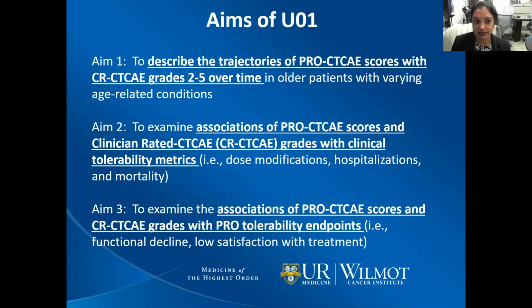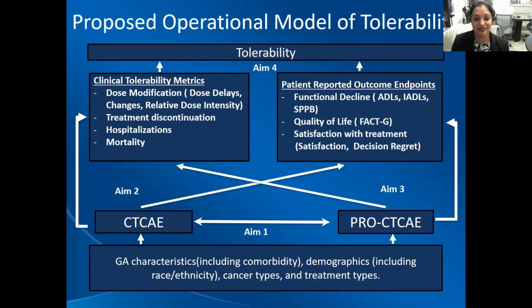Our aims are listed here. One of our main goals was to look at trajectories of PRO-CTCAE scores and clinician-rated AEs over time in the patients receiving treatment as related to underlying aging-related conditions. We also looked at the associations of PRO-CTCAE with clinical outcomes like dose modifications, hospitalizations, and mortality, and with patient-reported outcomes that could help us really learn about the patient experience. And we did have the wherewithal at the beginning of the study, not knowing that this U01 opportunity would come up later, to include a lot of these metrics within the GAP trial that I discussed earlier.